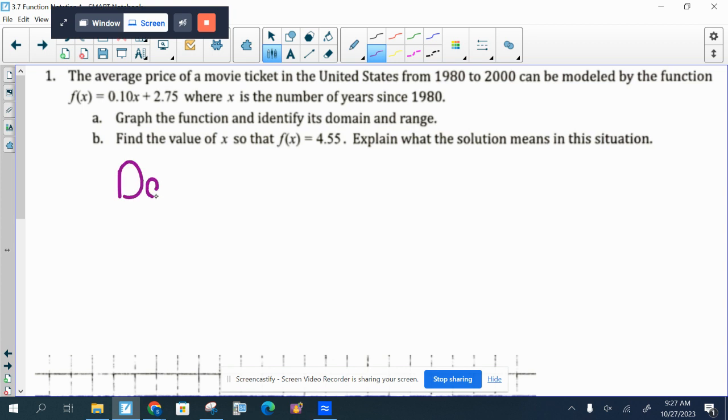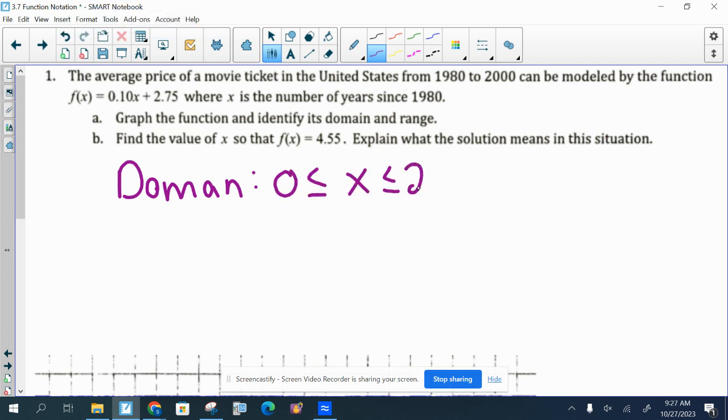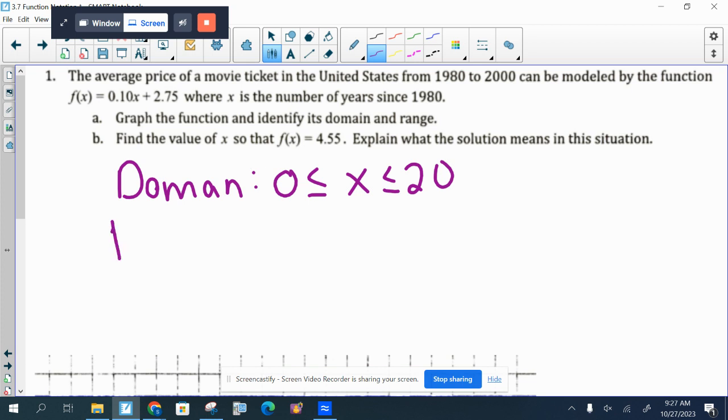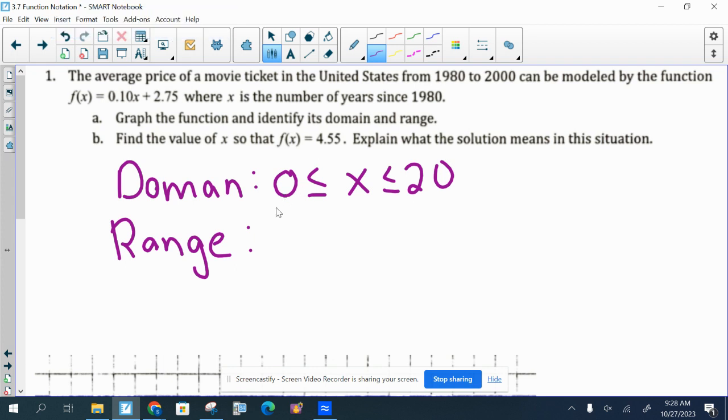Okay. The domain is the X values, so it's the years since 1980. So remember, it goes from 0 to 20 because our years go from 1980 to 0. So you're always going to start at 0 with the rulers down. And then the range is the cost of a movie ticket. So it's the price of a movie ticket from the beginning to the end. So the smallest to the highest.